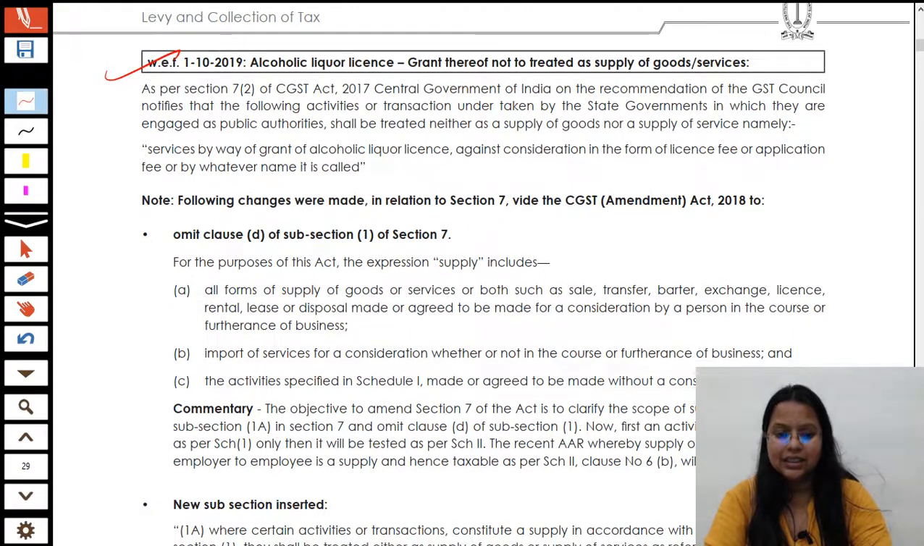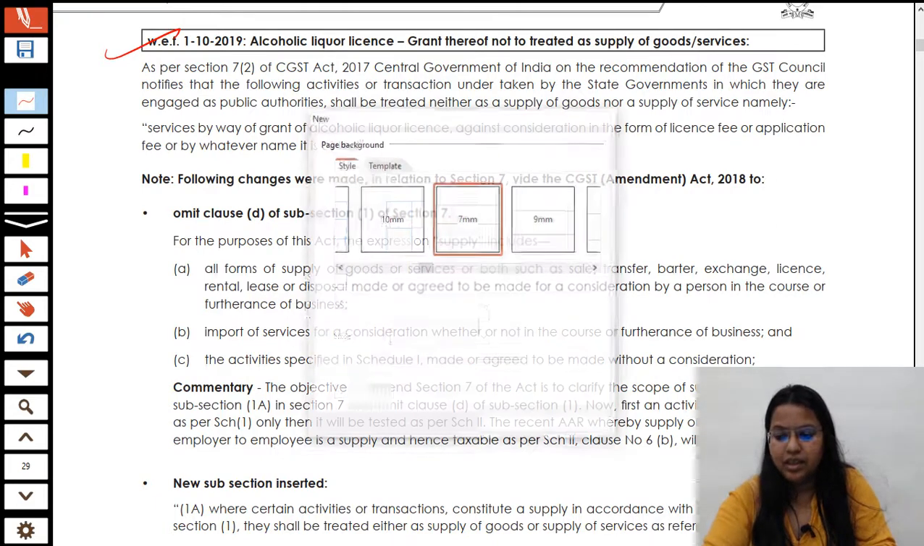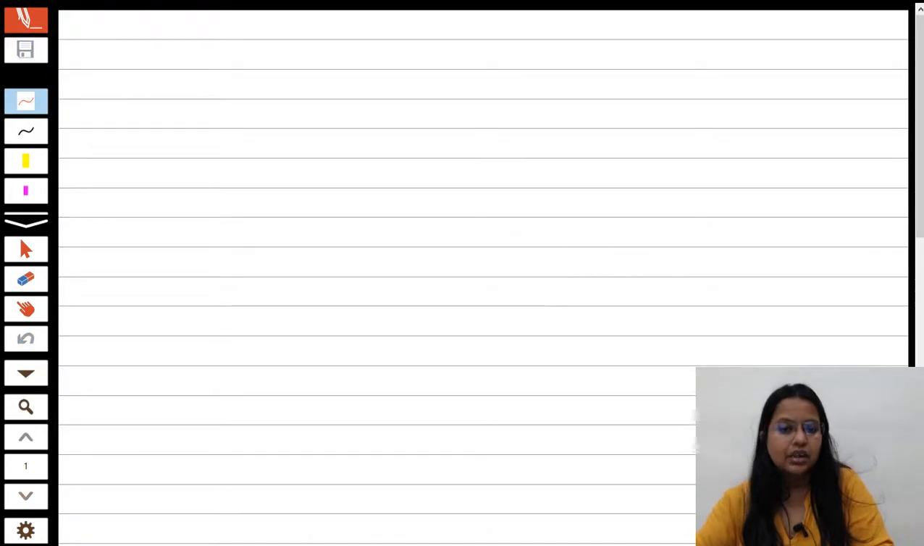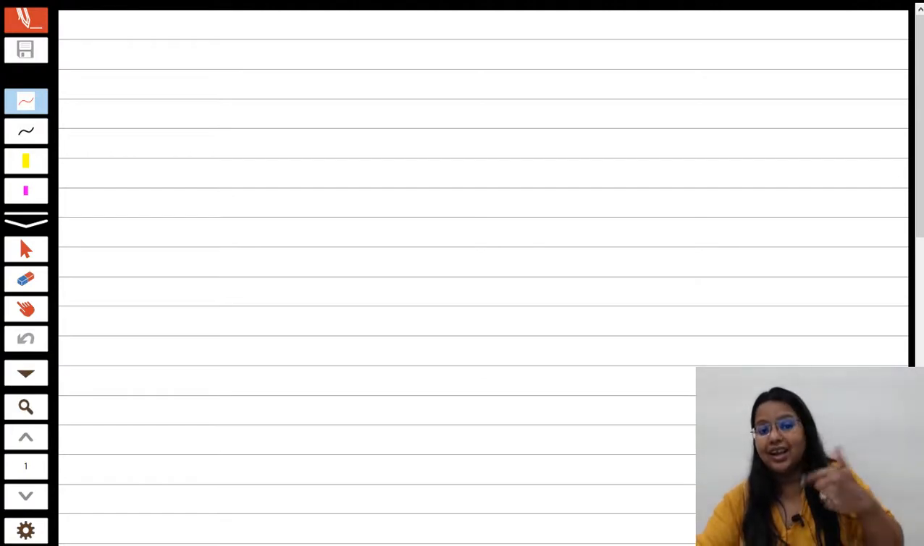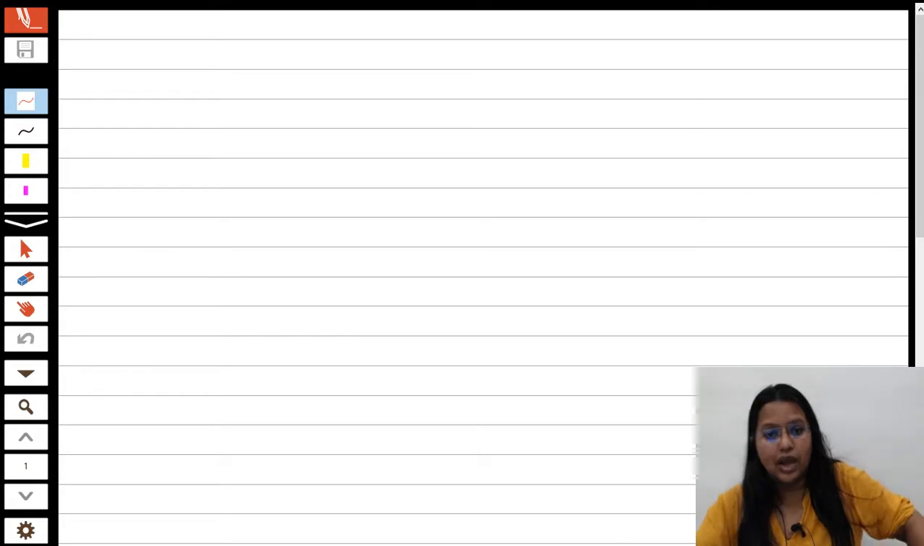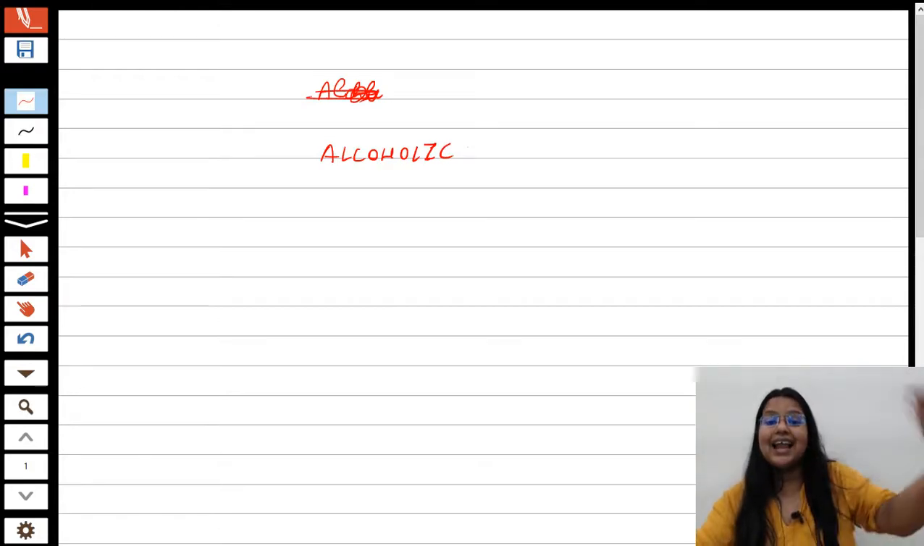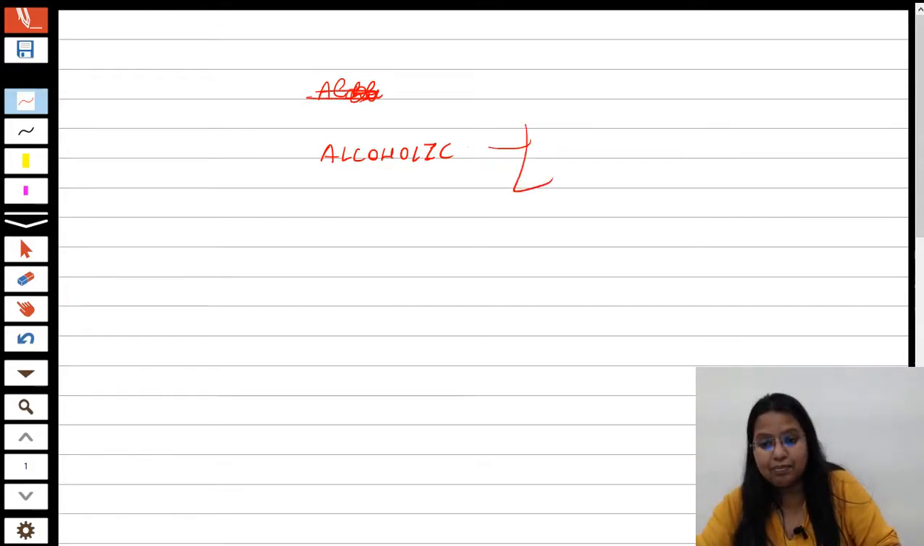Now let's start. The next point: alcoholic liquor license, grant thereof not to be treated as supply of goods or services. Students, it means if any person wants to supply alcoholic liquor, they have to take a license from the government. Now the government said, if they provide the license for alcoholic liquor, then providing that license is neither constituted as a supply of goods nor a supply of services.